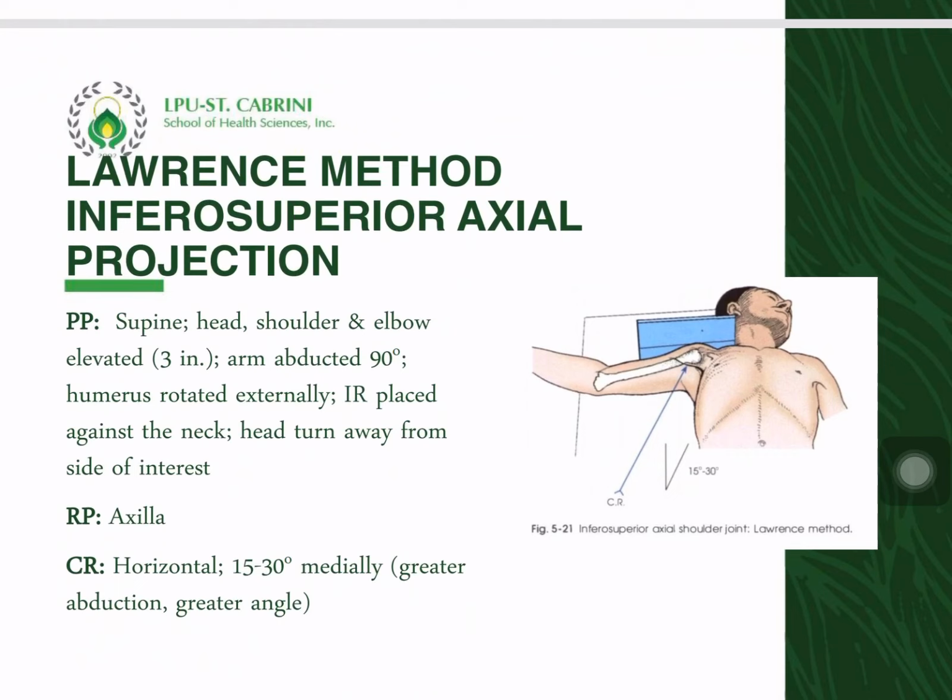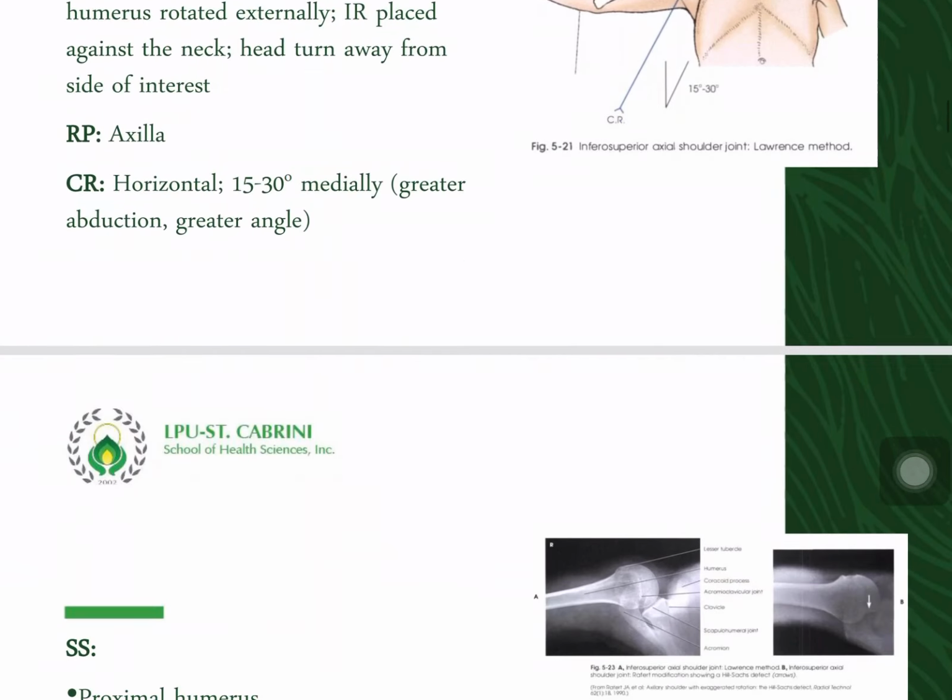So the Lorenz method will show the proximal humerus, scapulohumeral joint, the lateral portion of the coracoid process, and the acromioclavicular articulation, as well as the insertion site of the subscapular tendon on the lesser tubercle of the humerus. The point of insertion of the teres minor tendon on the greater tubercle of the humerus is also shown.